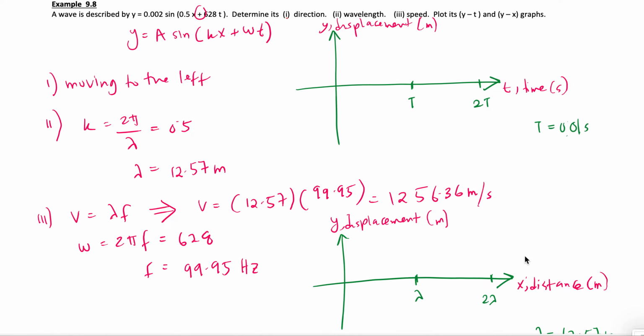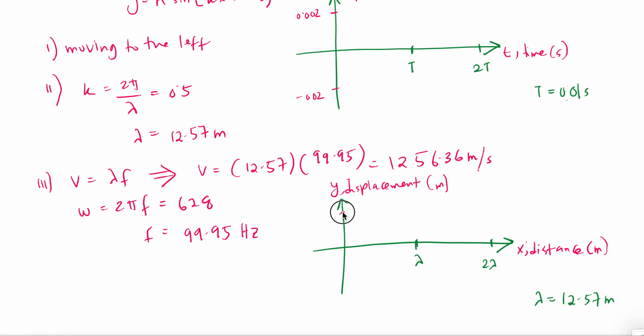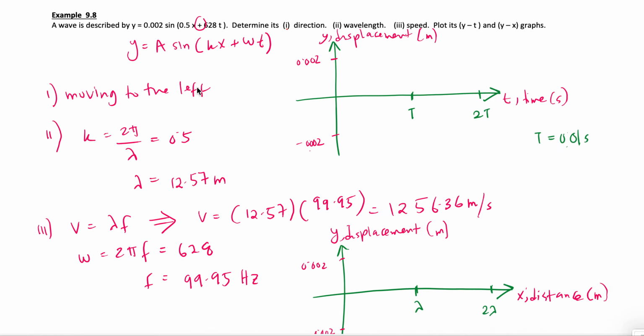Okay, so this is a sine equation. Before that, we have to label our A. This is our A. Our A is 0.002, and then we have negative 0.002 here. The same here, 0.002, and this becomes negative 0.002.